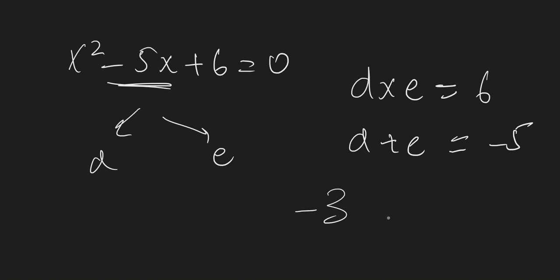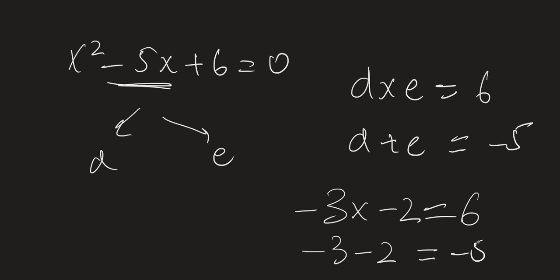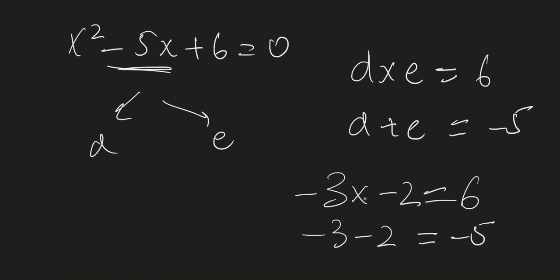So if we multiply minus 3 and minus 2, we'll get positive 6. This minus minus is plus. Then if we write minus 3 minus 2, it will give us minus 5. So here our D and E are going to be minus 3 and minus 2.